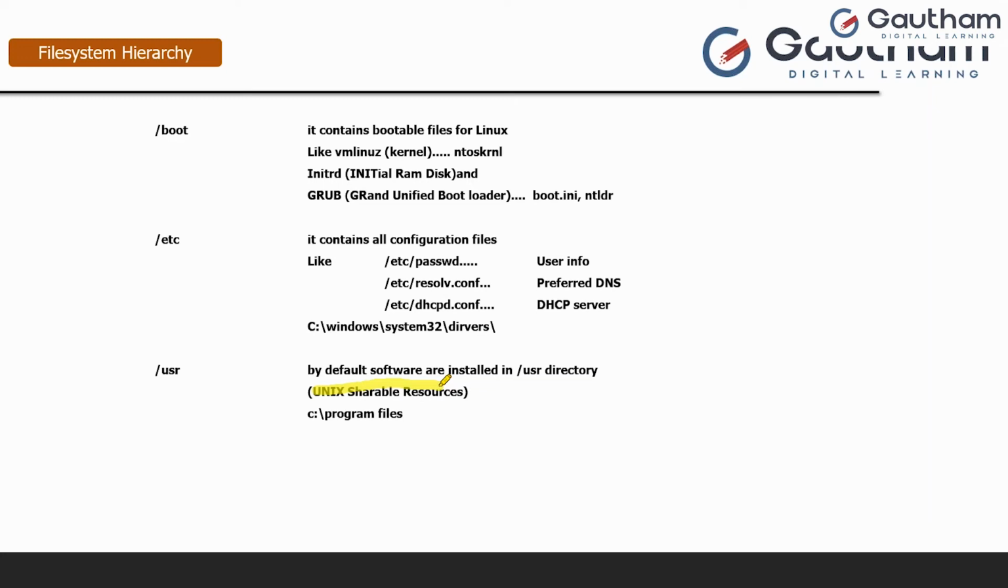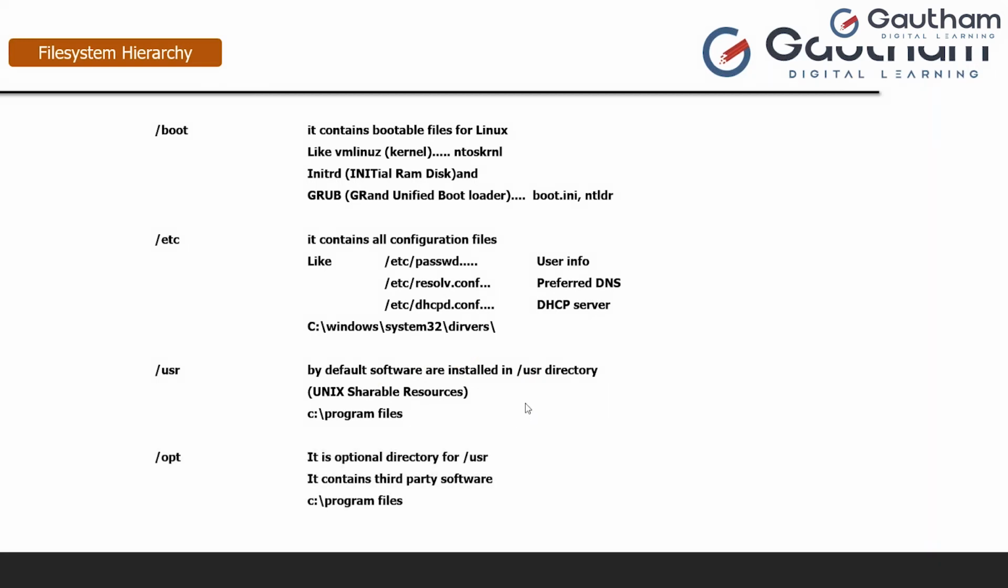Like in Windows, you have Program Files. Any software you install will get installed in C, Program Files. So in Linux, you have USR, Unix Shareable Resources. So I better recommend you to call it USR instead of user. User might confuse others and ourselves also. So we are going to pronounce it USR, full form Unix Shareable Resources.